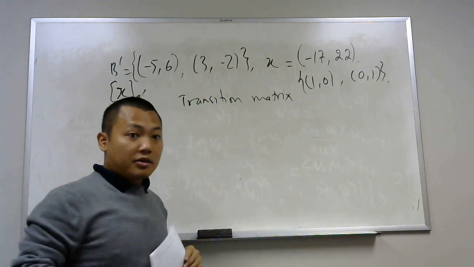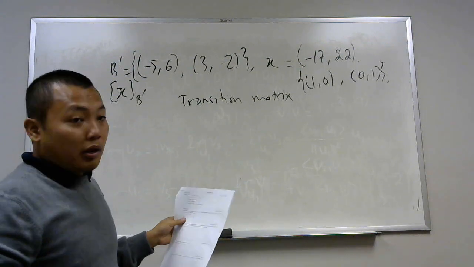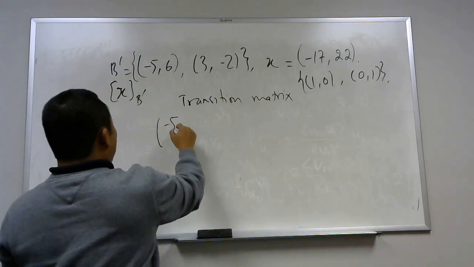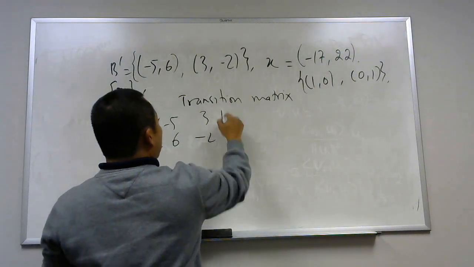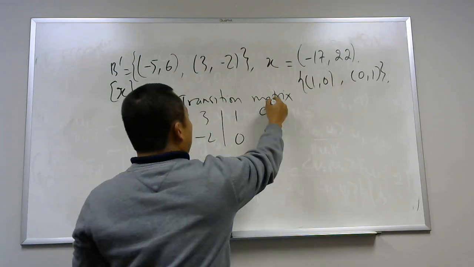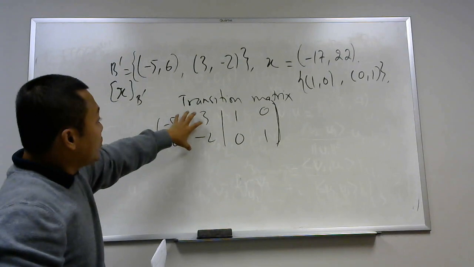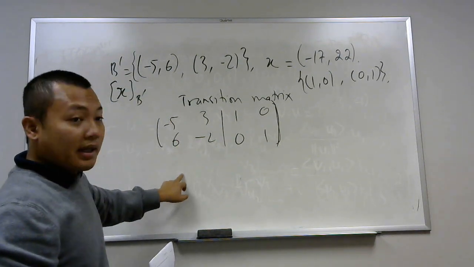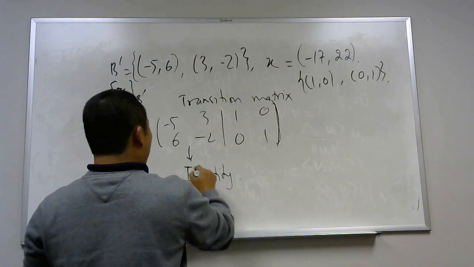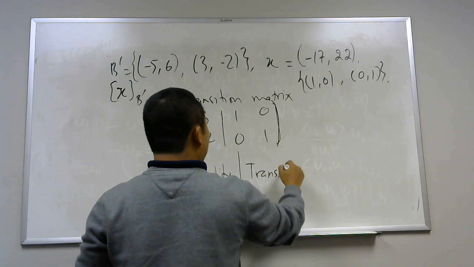We need to find the transition matrix, right? So how to find the transition matrix? We just solved that previously. We write -5, 6, 3, -2 in here, and then here we have 1, 0, and then 0, 1, right? We write this form, and we use elementary row operations to transform this side into the identity. And then, on this side, you have the transition matrix.